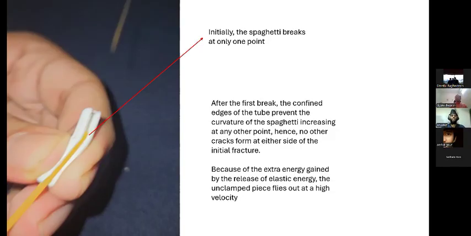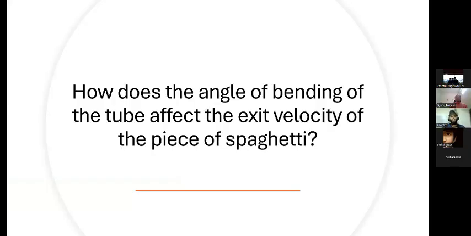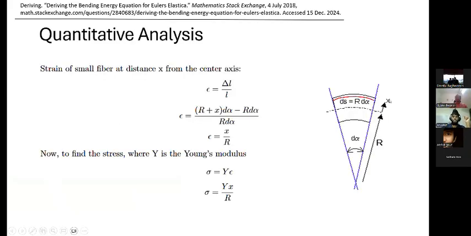Now that we're done with the qualitative analysis of this, let's move on to the quantitative analysis and form a theoretical model to see how the angle of bending of the tube affects the exit velocity of the piece of spaghetti. Here, let's look at the small arc in the spaghetti inside the tube where the bending is actually taking place. Let's consider a small fiber highlighted in red over here at a distance x from the central axis.